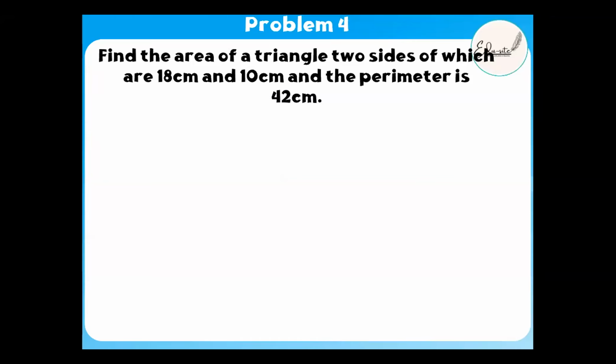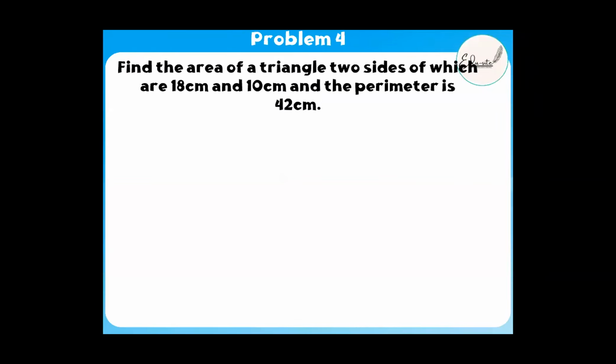Find the area of a triangle, please read it out. Two sides of which are 18 centimeter and 10 centimeter, and the perimeter is 42 centimeter. Okay, this is also quite easy. How will you calculate the area of the triangle which has one side as 18, next as 10, and another side we do not know?